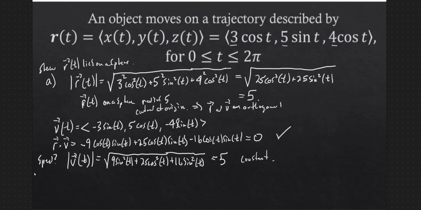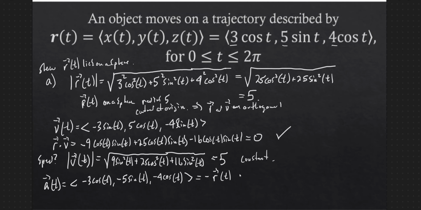So I'm also going to find acceleration here. We've got some pretty good stuff going. I also want to find acceleration. Taking a derivative here, acceleration is minus 3 cosine t, minus 5 sine of t, and minus 4 cosine of t. Compare that to r. Wow, isn't that cool? Again, it's the minus of r, so it's still parallel to position. So that's pretty cool as well.